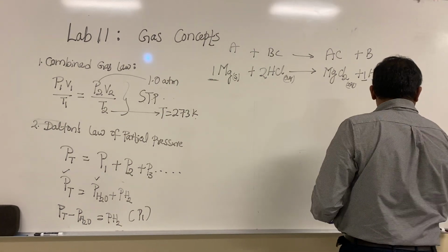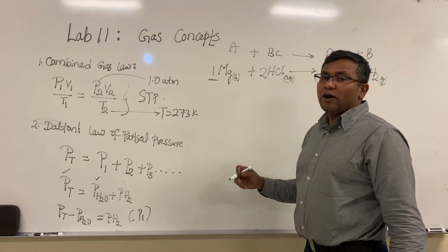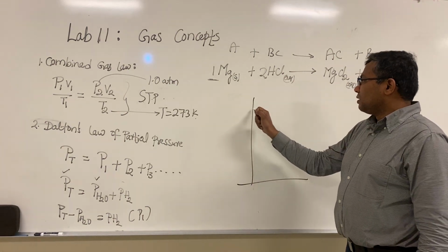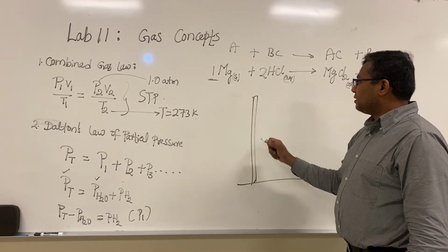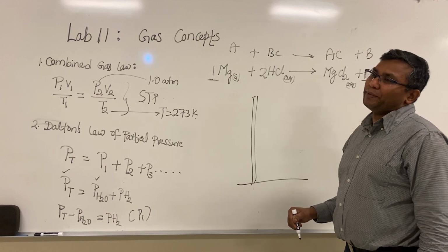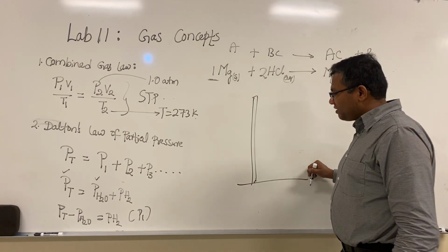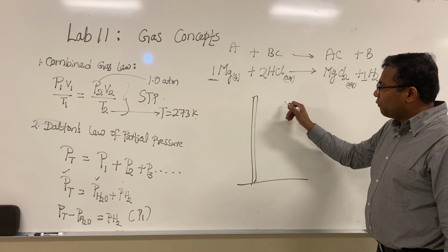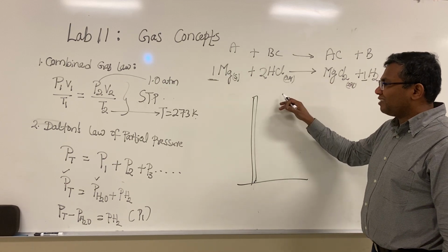Okay, I got a new good one. So let's see. There is a stand, and here there is an instrument which is called a eudiometer. So what is a eudiometer? A eudiometer is nothing but a glass tube which is closed at one end and open at the other end.